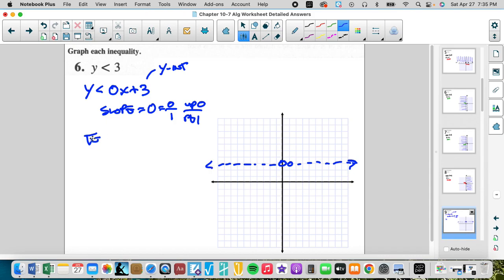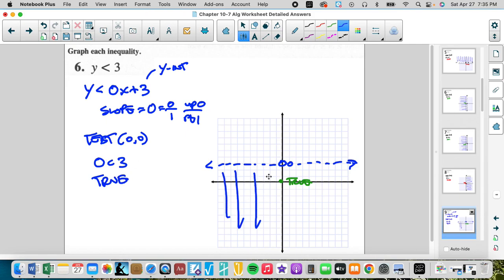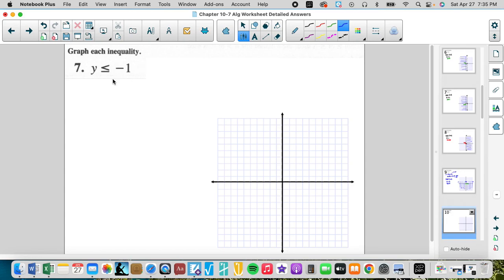I can test the point 0, 0. I'm going to plug in 0 for y. Is 0 less than 3? That point is true, so that is a true statement. 0 is less than 3, so I'm going to shade down. Okay, or we can just understand it logically that that would be -1.